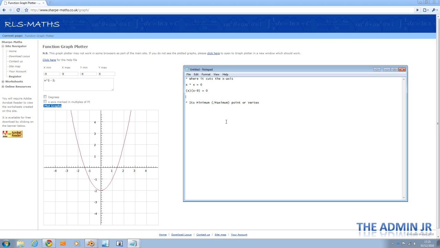Right, so we now have where it cuts the x-axis. So we now have all the information we need really to create the quadratic. So if we times these out, x squared minus 9x, easy peasy, equals 0. So that's our finished quadratic equation. That wasn't too hard, really, was it?